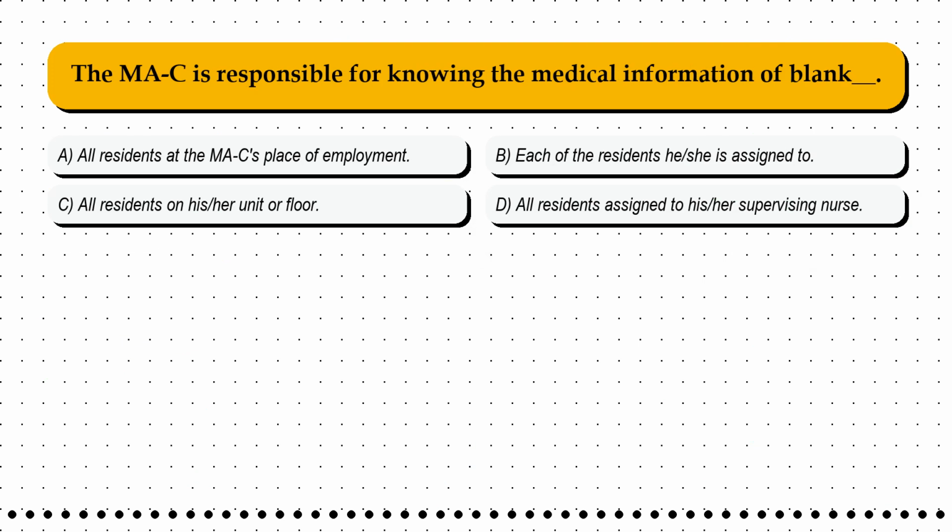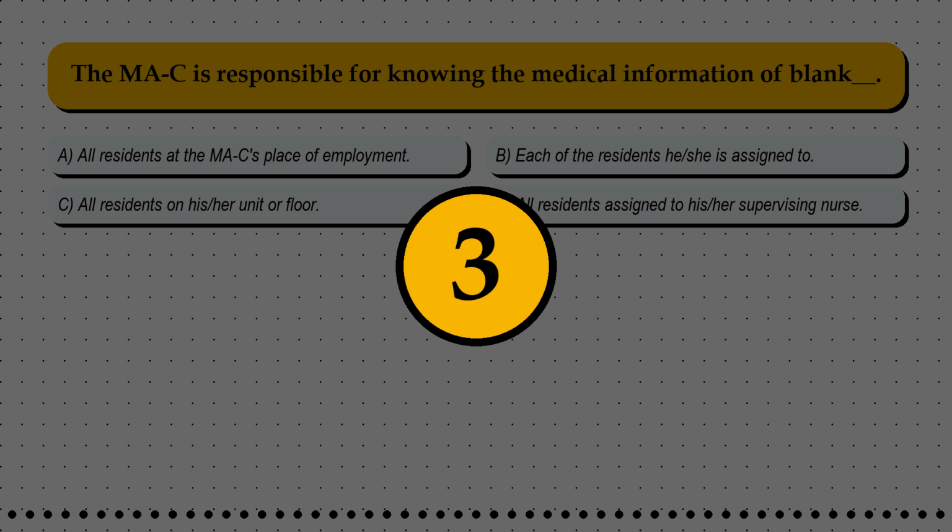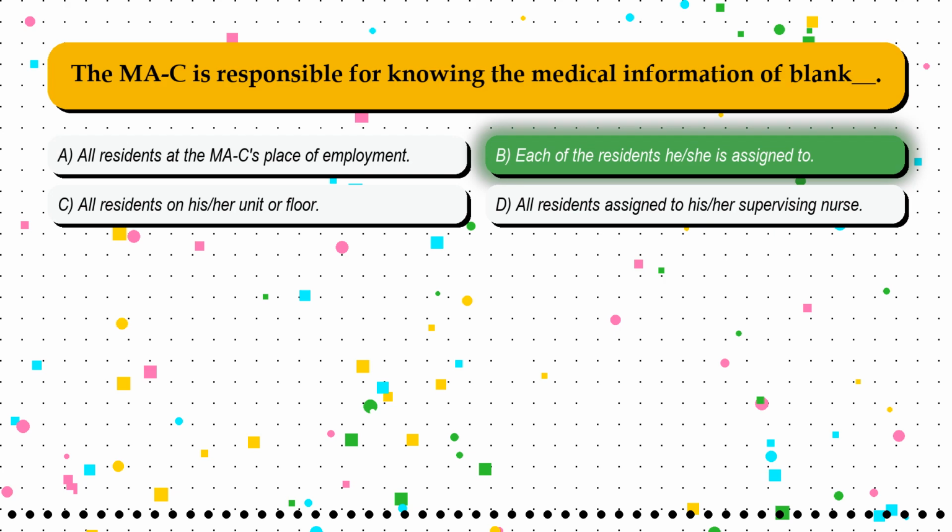Question 274. The MACE is responsible for knowing the medical information of blank. Option A, all residents at the MACE's place of employment. Option B, each of the residents he or she is assigned to. Option C, all residents on his or her unit or floor. Option D, all residents assigned to his or her supervising nurse. The correct answer is option B, each of the residents she is assigned to.